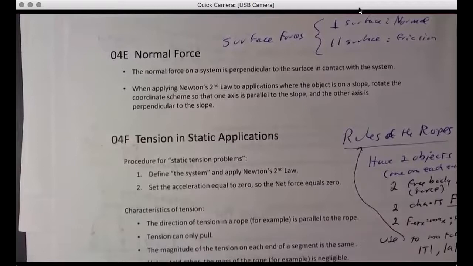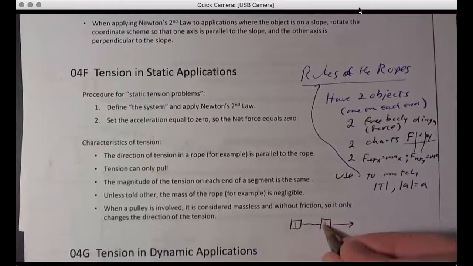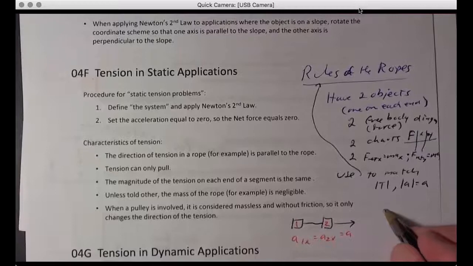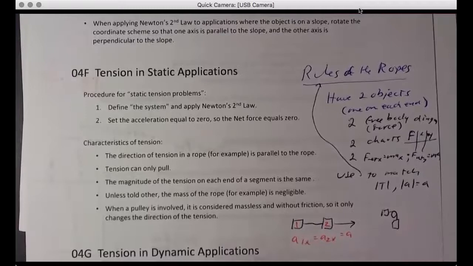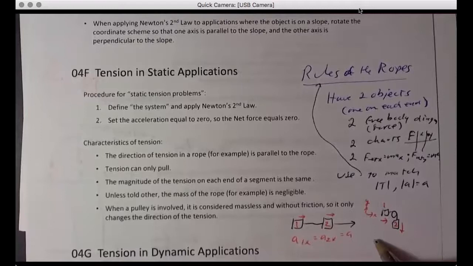Just for a couple of examples: if I have two objects like this, so this is one and this is two, A1x is equal to A2x is equal to A. If I have something like this, the pulley, and one, two, and I take X and Y for both of them, if this one goes this way, this one goes that way, right? This one goes this way, it's the same. So this one I have A is equal to A1X is equal to minus A2Y, because Y is down, not up.